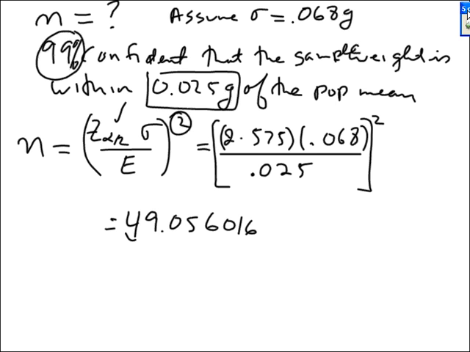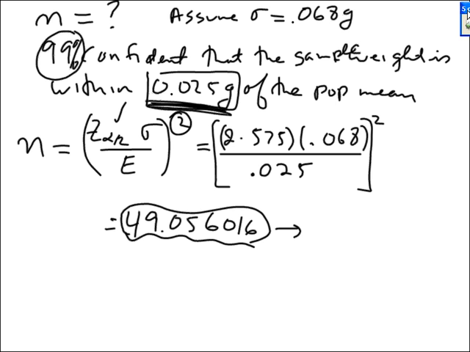If n is this number or more, you can be 99% confident that you will be within 0.025 of the true population mean. If you're at that number, 49.056016 or more, you can be 99% confident that you're within 0.025 grams of the population mean. If you're below this number, you are not 99% confident.